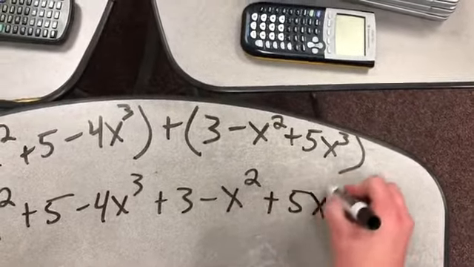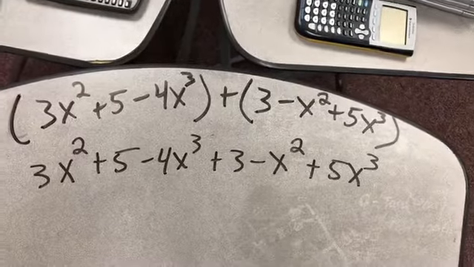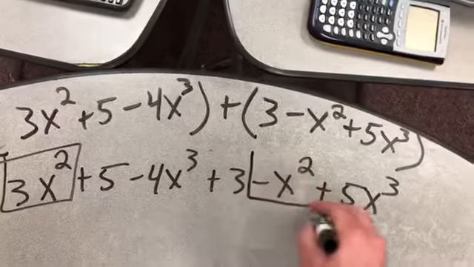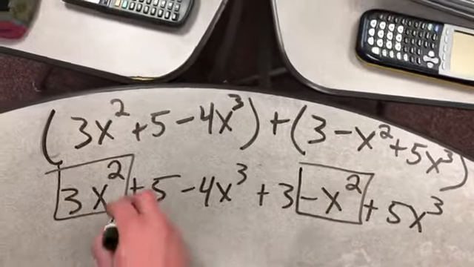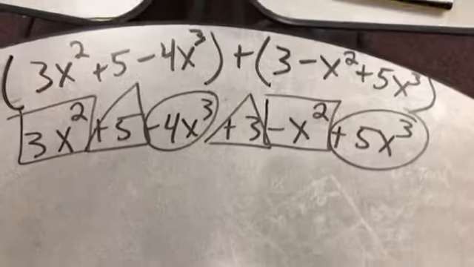And you just have to remember, how do we combine like terms with polynomials? You have to have the same variable and the same exponent. So I see an x squared here, I see another x squared over here. That's just a regular number, and I see another regular number here. That's x to the third power. I see another x to the third power over here. And now I'm going to combine all of those like terms.